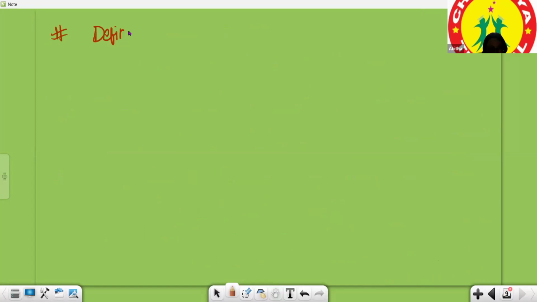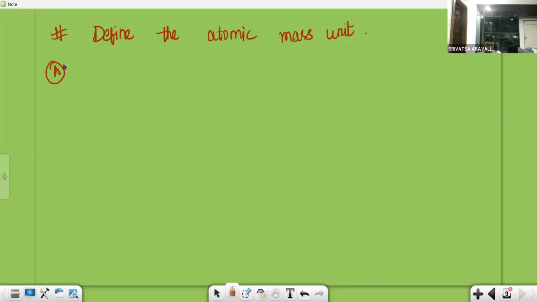Define the atomic mass unit. So, Srivatsa, one more. We have completed this chapter. So please share the file which you need for the next class. Okay. So define the atomic mass unit.